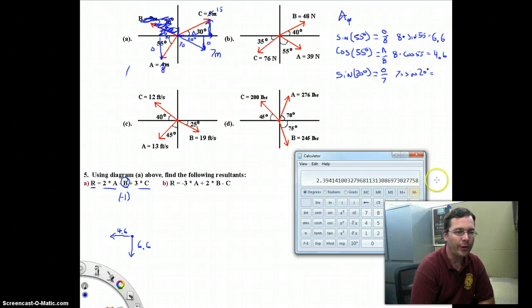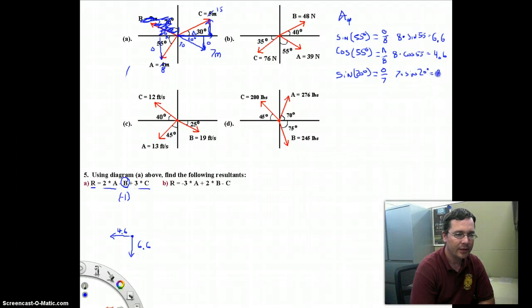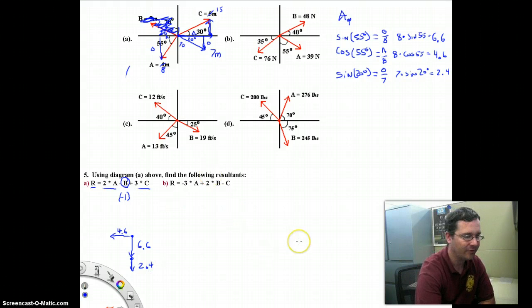about 2.4. And again, this is where you have to pay attention to direction, because now vector B is pulling downward. So now we've flipped vector B around. Vector B is pulling down, or moves down, with a distance of about 2.4 meters.